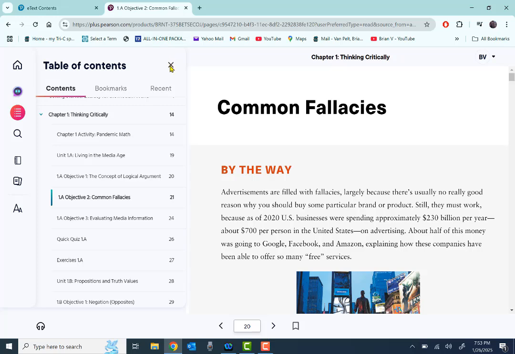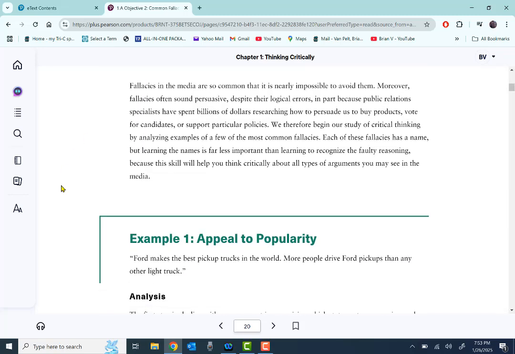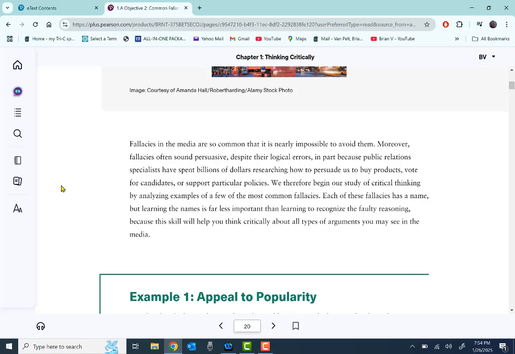And to give myself more space here, I'm going to open up the screen. So we're going to look at the different ones here. Let's start with an appeal to popularity. In this example, we make it seem like because a lot of people use a product or a lot of people agree with something, that means that it's true. Let's take a look at what they have in mind here.